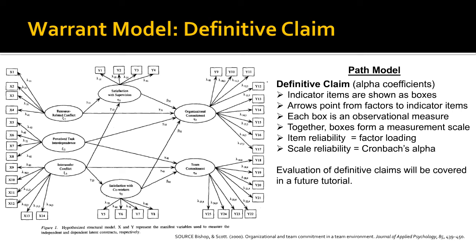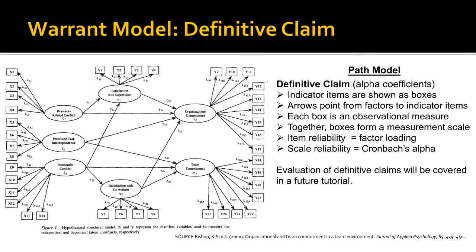The loading weights for each survey item are listed in a factor loading table. The factor loading table provides a reliability estimate for every indicator item shown in the model diagram. A factor loading of greater than or equal to 0.7 indicates that the item is a good measure. The reliability of an entire set of items in a survey or other measurement instrument is determined by Cronbach's alpha. We will be discussing how to interpret Cronbach's alpha and to evaluate definitive claim warrants, also called measurement models, in a future tutorial.